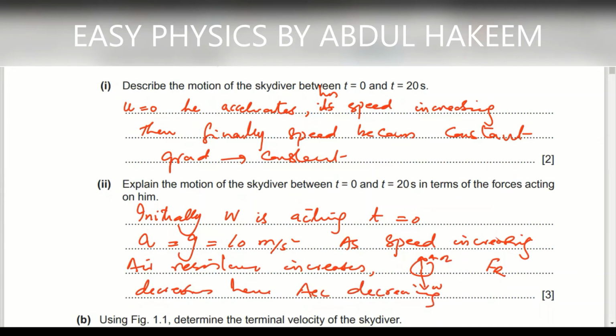So we have to mention three forces. One is the weight, other is the air resistance, and the third, which is responsible for the acceleration, resultant force decreases. So weight remains same, air resistance increases with speed, resultant force decreases, and acceleration decreasing. So 3 marks for it.